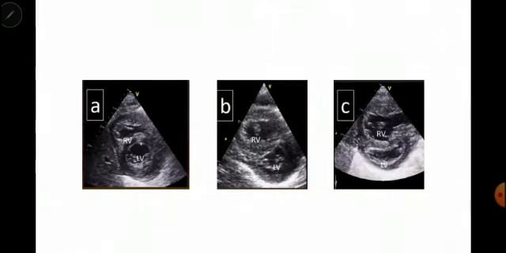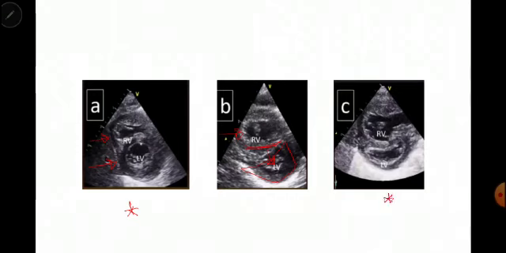The third marker is the cross section of the heart. This is the cross section. This is the normal view. The right ventricle is crescent and the left ventricle is rounded because the left ventricle is the dominant. But in case of pulmonary hypertension, the right ventricle is hypertrophied, pushing the interventricular septum toward the left ventricle. So the left ventricle is D-shaped because the right ventricle pushes the interventricular septum toward the left ventricle.